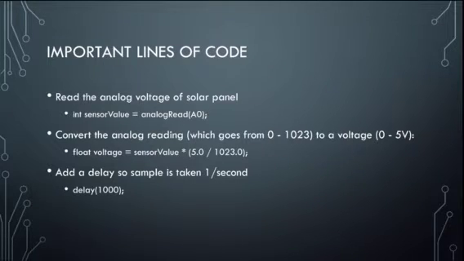And so some important lines of code in the project is this analog read function that takes in the voltage of the solar panel, and that we then convert this sensor value to a float called voltage that makes it go from 0 to 5 volts instead of 0 to 1023. And then I added a delay function so that one sample is taken per second because we're going over long time spans.